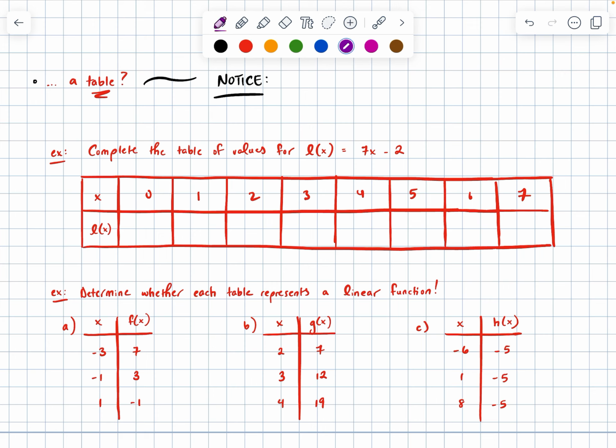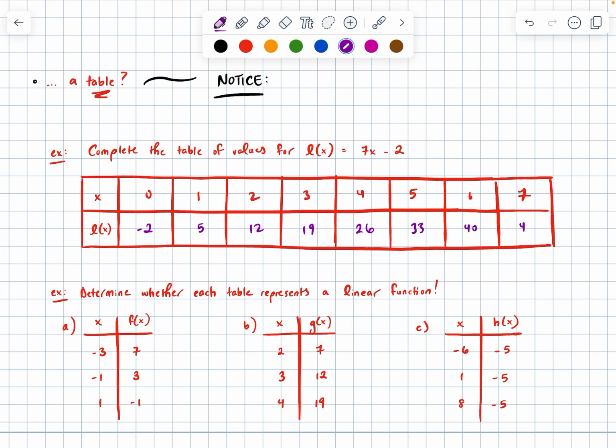And stop. Well, if I were to evaluate L of x when x equals 0, all I need to do is substitute 0 into my function notation. So I have 7 times 0, which is 0, minus 2 gets me an L of 0 equal to negative 2. Same thing plugging in for each of these. Here I would get 7 minus 2, which is 5. Here I would get 14 minus 2, which is 12. For 3, I would get 21 minus 2, which is 19. For 4, I would get 28 minus 2, which is 26.